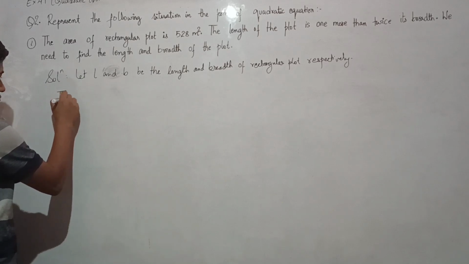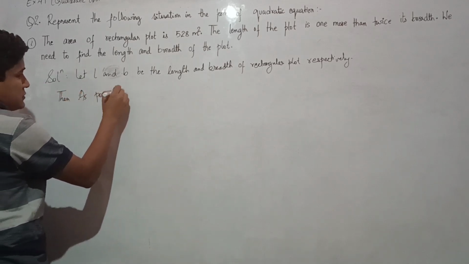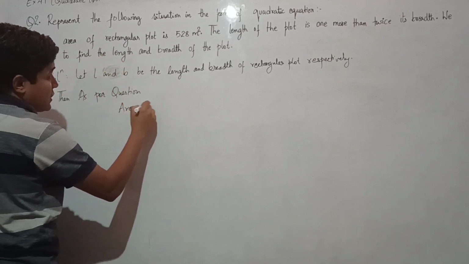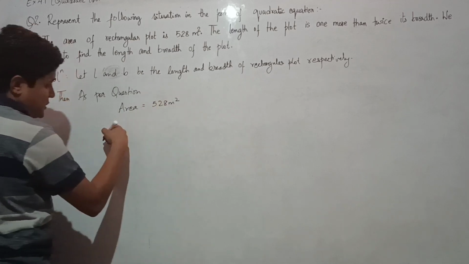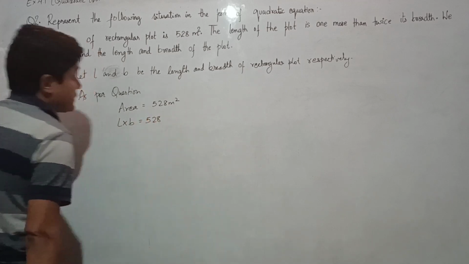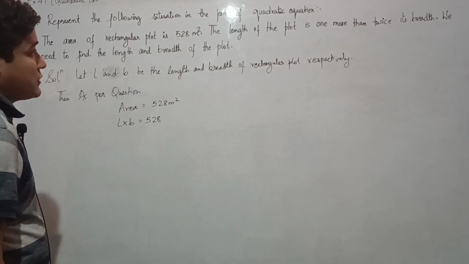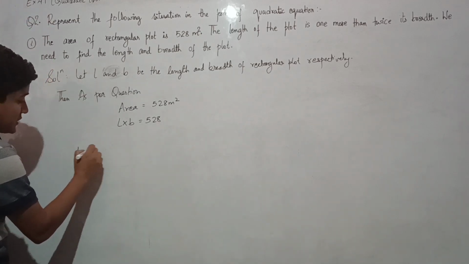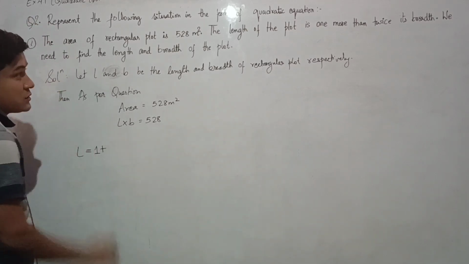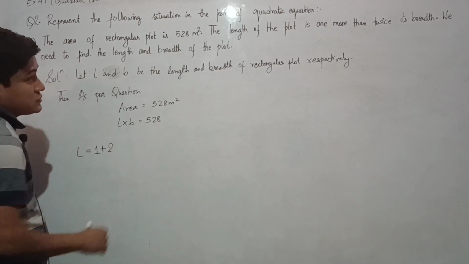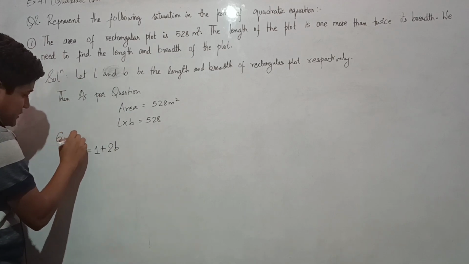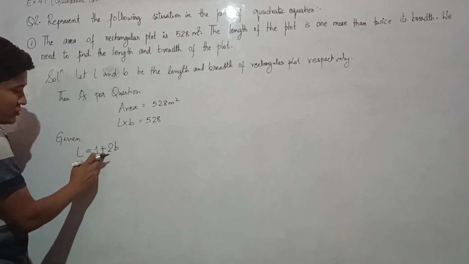Then as per question ले भनेको जस्तै the area equals to 528 meter square. Now length into breadth भनेको चाहिँ 528 meter square. Okay, now next thing छ, the length of the plot is one more than twice its breadth, भनेको 2 ले into its breadth. So given next is length is one more than twice its breadth.